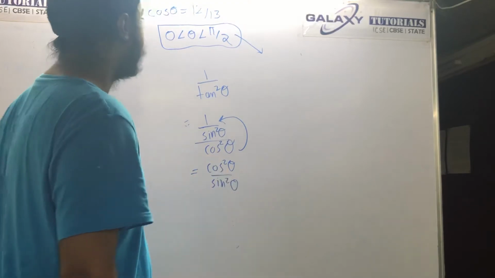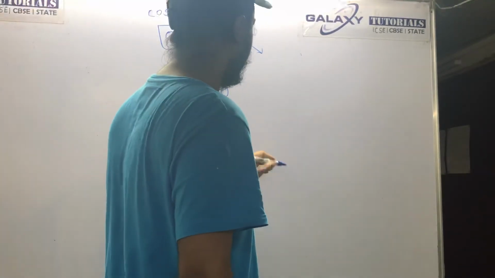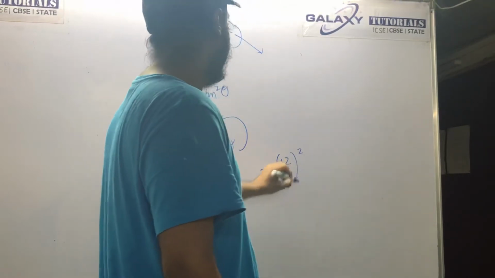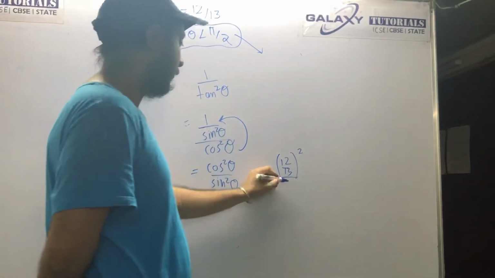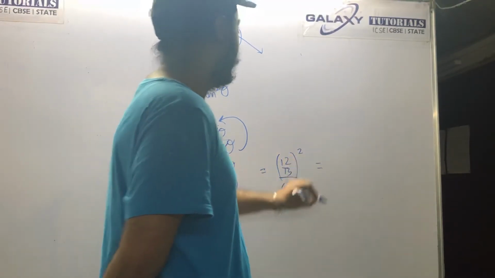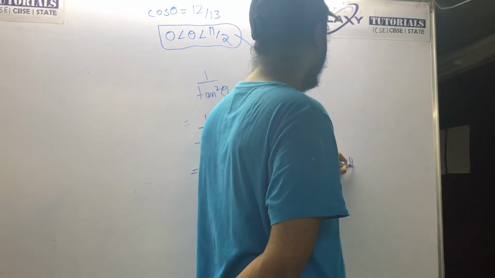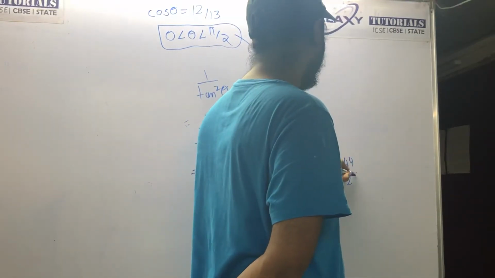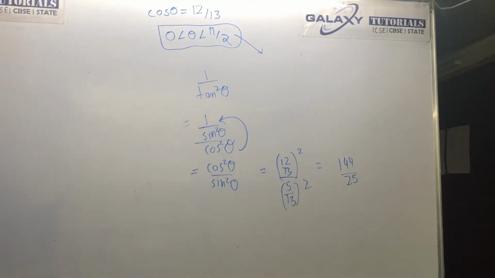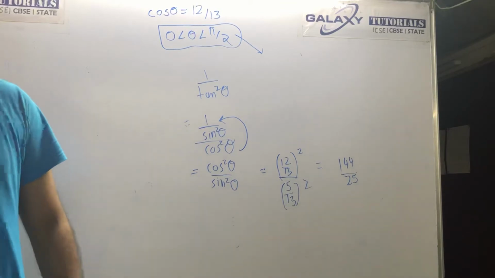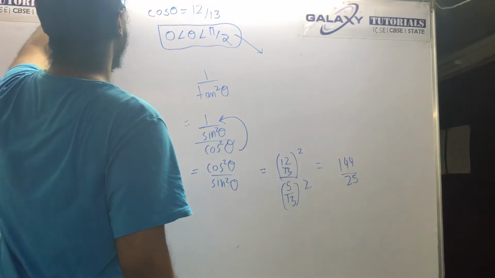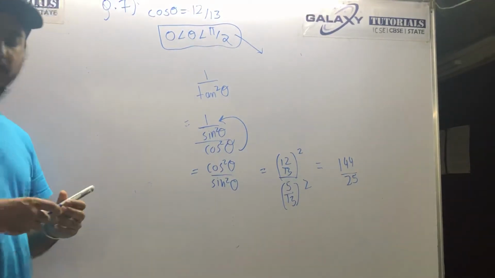What are the values of cos theta and sine theta? We already found out. Cos theta was 12 by 13 whole square and sine theta was 5 by 13. So it will be 5 by 13 whole square. So it will be equal to 144 upon 25. You can simplify this. Okay, that's it. So this was your question number 7.